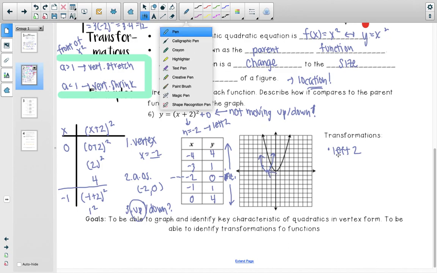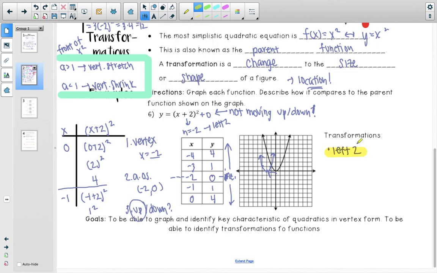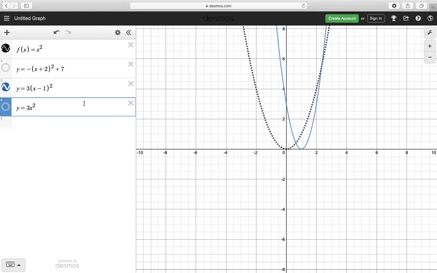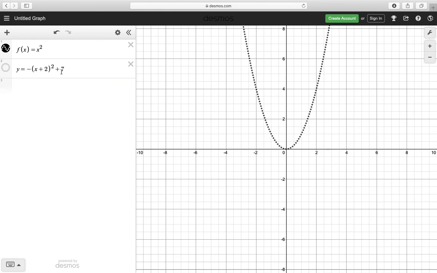And I'm going to prove it to you real quick. So we have x plus 2 squared. So this is the graph that's the parent function, and this is what we just graphed. And if you notice, the only thing it did is it moved left 2. So that is the transformation, left 2 units.